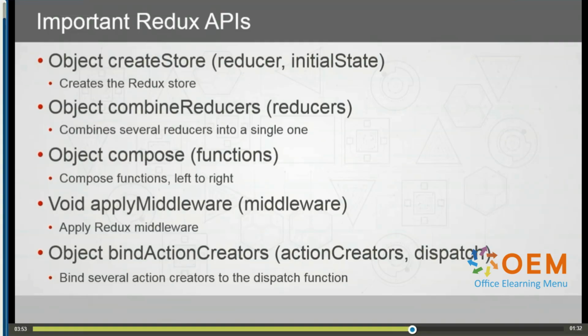We can use the compose function to compose the state of the object, and the function will be called from left to right. Now, if we're using a middleware, we'll use this method, applyMiddleware, to manipulate and integrate the states. And finally, we can bind several action creators to the dispatch function by using the method bindActionCreators. So using these APIs, we'll be able to manipulate the state and utilize the state in order to prepare a new state, which can be rendered with the component.